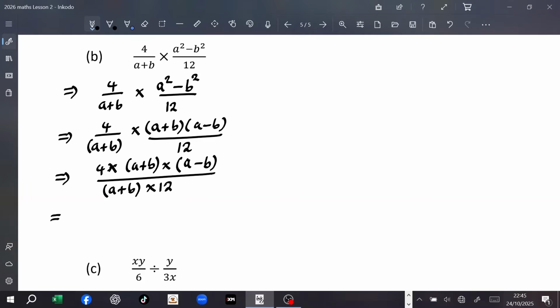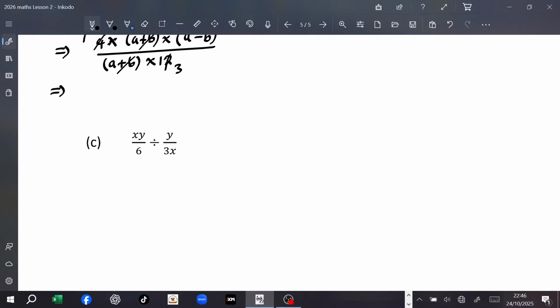So you realize that 4 into 4, 1, 4 into 12, 3. Then you realize that this one and this one, they'll cancel because there's multiplication throughout. So I'll write the answer on this side. On top you have 1 times a minus b, you just have a minus b over, down here you just remained with 3. So that will be the answer.